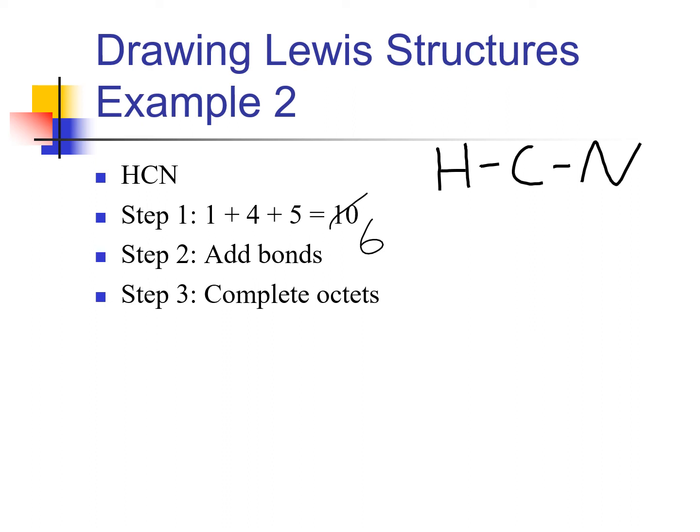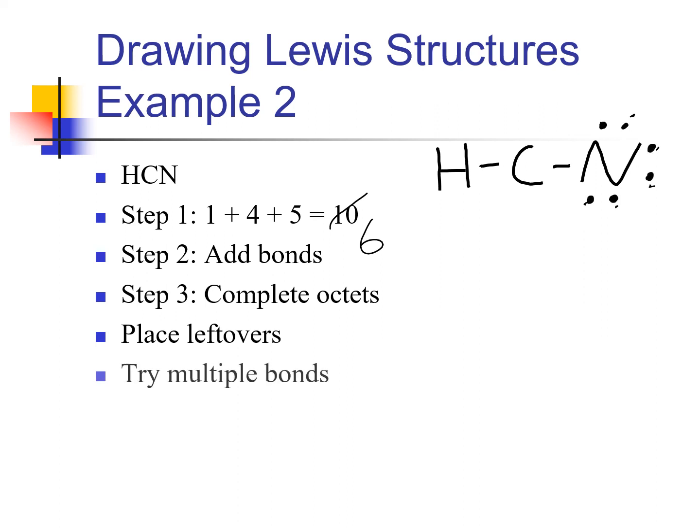I'm going to complete the octets. Note that hydrogen is already meeting the octet rule, because once hydrogen has any bond, it's done. So we're going to complete the octet: 1, 2, 3, 4, 5, 6. Nitrogen's now meeting that. There's no leftovers to place. Look, that's what I just did.